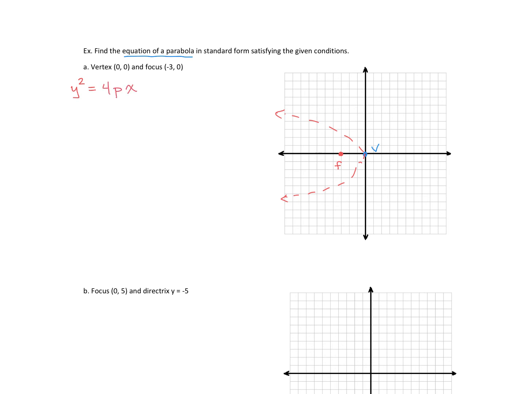We know that the vertex is 0, 0, so this is the form. And this distance here is 3, and we know that that distance there is our p-value. So we know that p is 3. So we get y squared equals 12x.